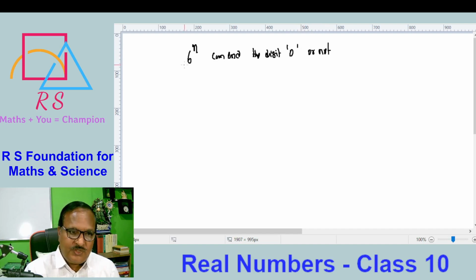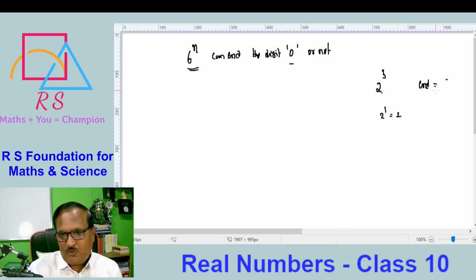That means you have to check whether this number ends with 0 or not. So this ending digit you should be able to find. This is a new concept. For example, I will give you an example here: 2 to the power of 3. When 2 is the base, what will be the end digit? What are the possibilities of the end digit?